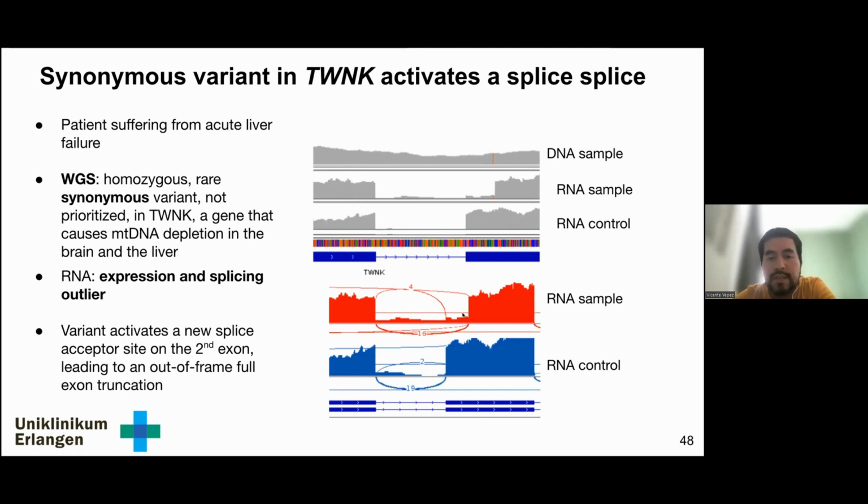So this variant activates a new splice site here, and that leads to an out-of-frame exon truncation, which also caused aberrant expression. So here we see a consequence that was not really expected from this synonymous variant, and that's why it could not have been solved just by the DNA analysis, even though it did capture the variant.